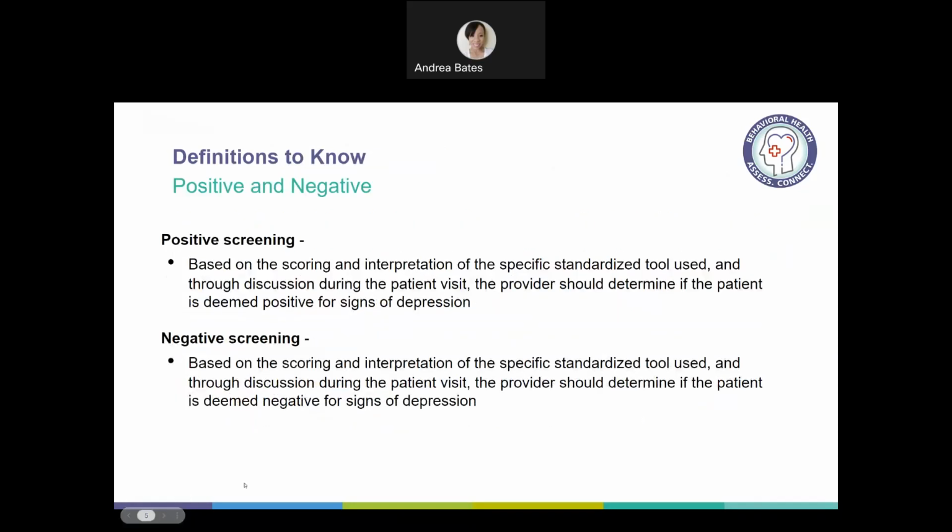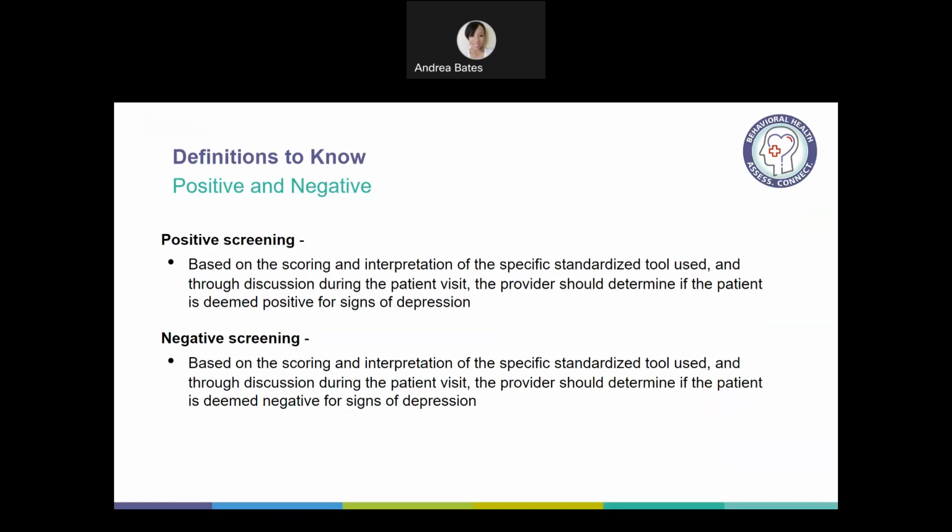So here are some definitions to know. A positive screening is just that. It's based on the scoring and the interpretation of whatever depression tool you used. It seems to be the PHQ-9 is the most widely used depression screening, along with other tools that facilities have mentioned. And through talking with the patient, chairside or via phone, the provider should determine if the patient is deemed positive for signs of depression.